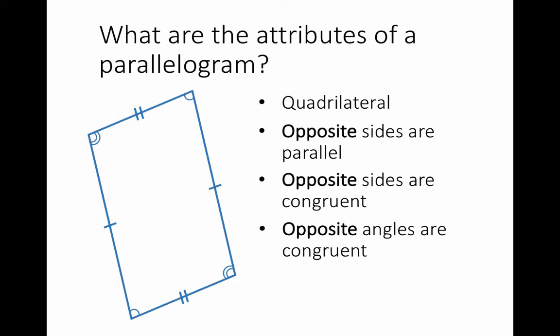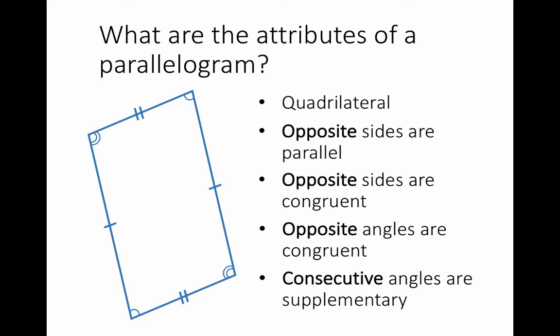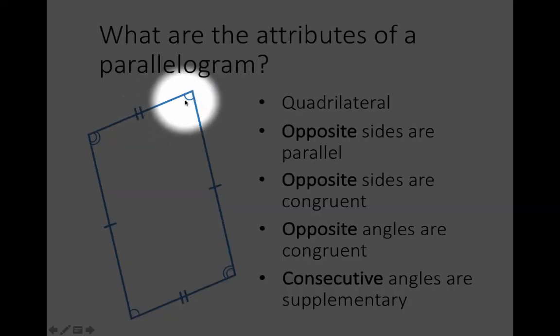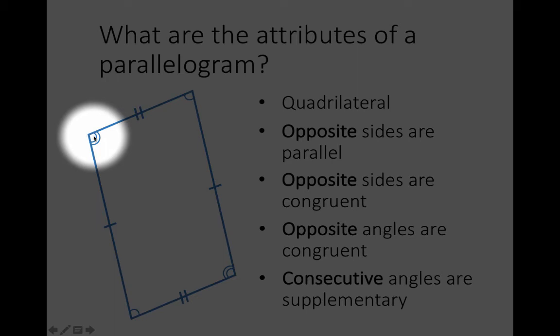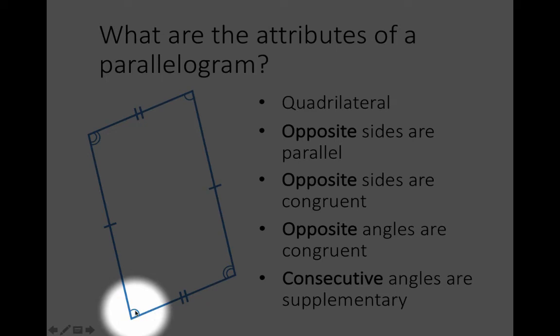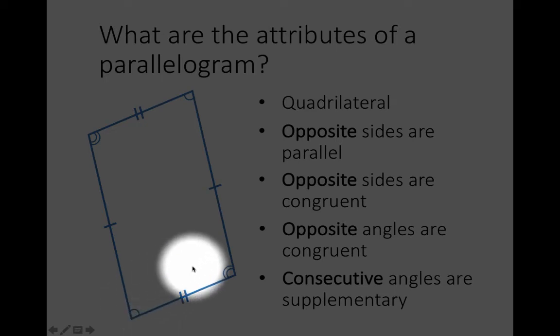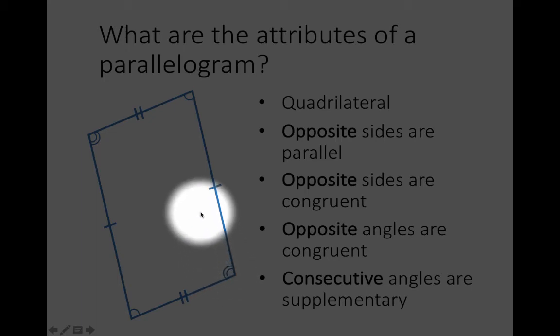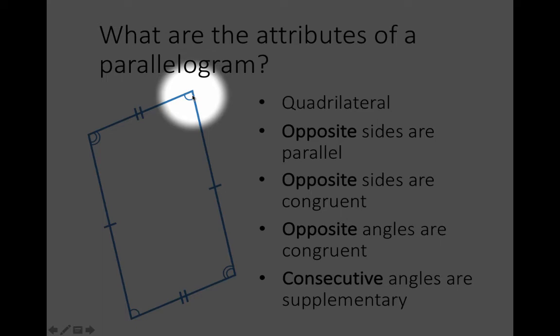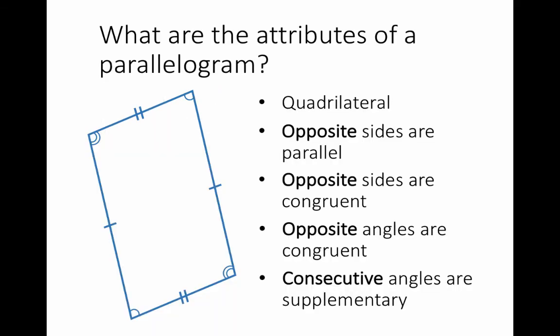Consecutive angles of a parallelogram are supplementary. Do you remember what supplementary means? It means that they add up to 180 degrees. So this angle plus this angle would equal 180 degrees. This angle plus this angle would equal 180 degrees. Consecutive angles of a parallelogram are supplementary. They always add up to 180 degrees.